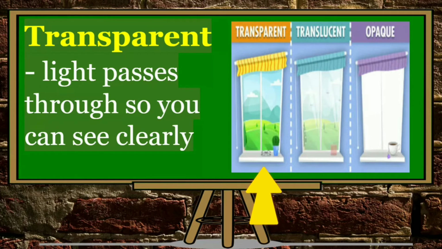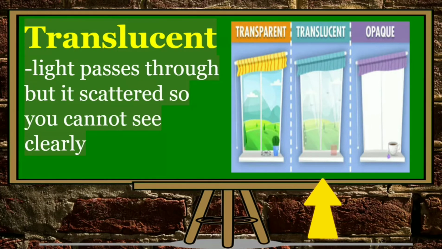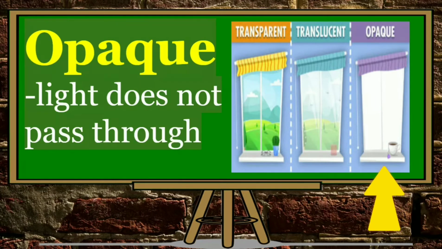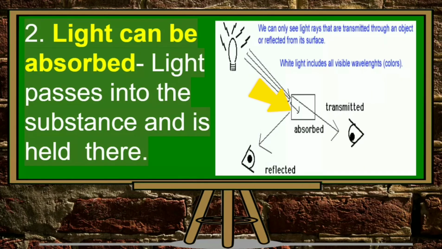Transparent, light passes through so you can see clearly. Translucent, light passes through but it is scattered so you cannot see clearly. Opaque, light does not pass through. Number 2, light can be absorbed. Light passes into the substance and is held there.